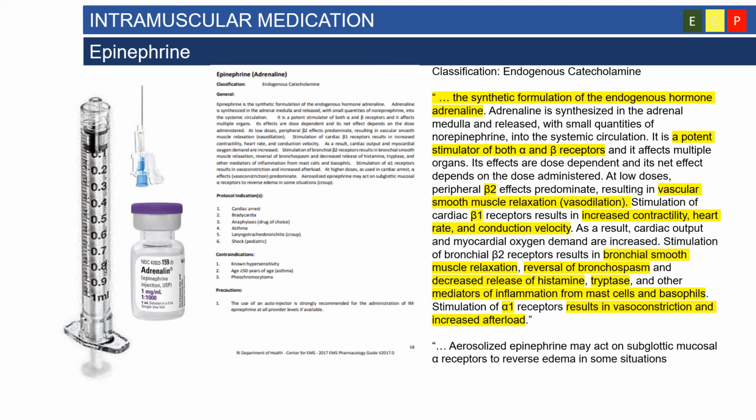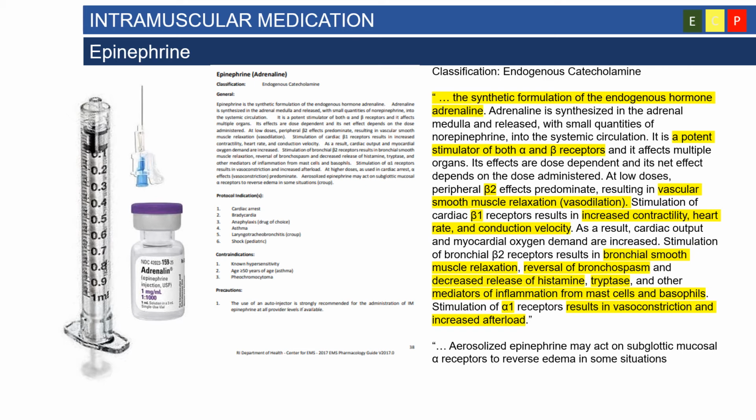Beta 1 receptors result in increased contractility, heart rate, and conduction velocity. Again, somebody who's experiencing a true anaphylactic reaction will have a blood pressure that is low, leading to a low mean arterial pressure, leading to poor cellular respiration. Beta 2 effects, although they include vascular smooth muscle relaxation or vasodilation, that's countered by the alpha effects. But the beta 2 effect that you're looking for, with the administration of epinephrine in anaphylaxis, is bronchodilation.